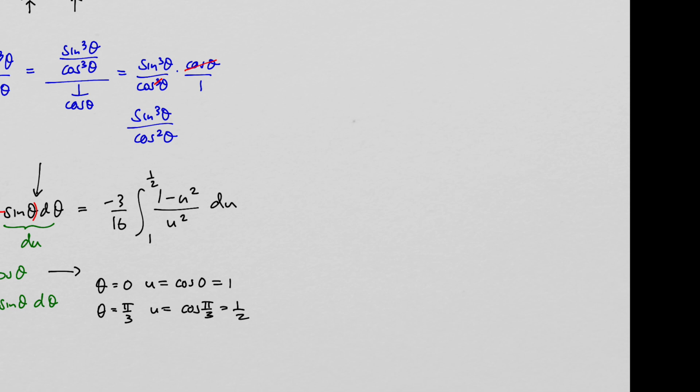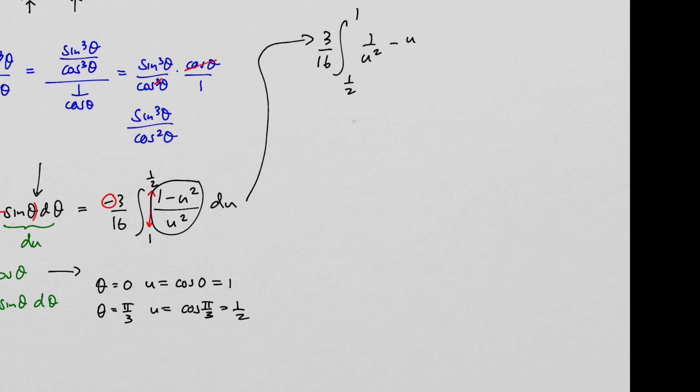So now it all comes down to doing this integral. Now one thing I could do here is I could make this a positive and just switch these limits. That's a property of integration. So we'll have positive 3/16 integral from 1/2 to 1. And now I'm just going to separate that into 1 over u squared minus u squared over u squared. And so that becomes 3/16 integral of u to the negative 2 minus 1.